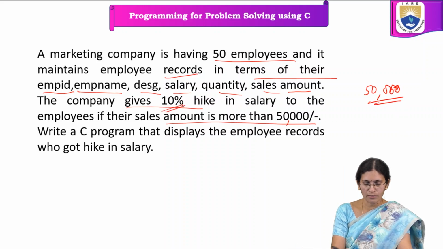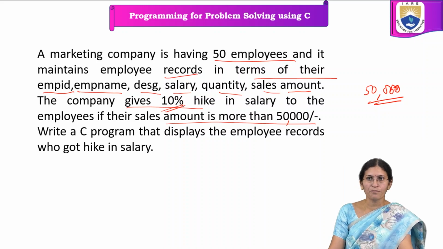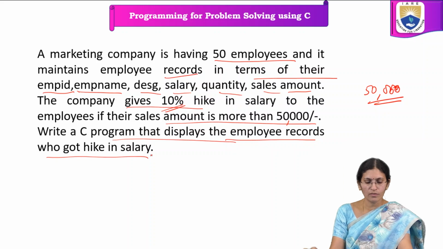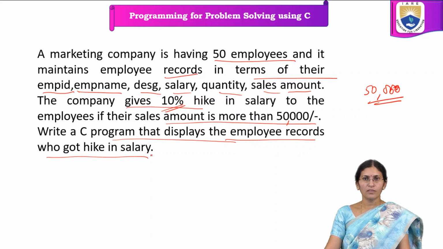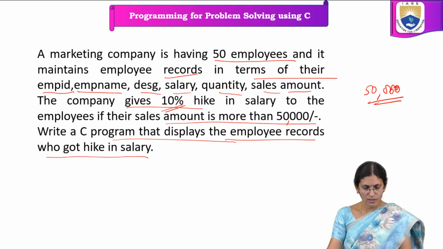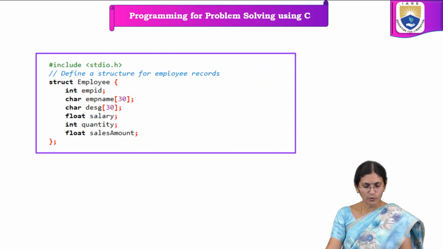So the hike is 10% of the salary which he is getting. So write a C program here which displays the employee records who got a hike in salary. That information we have to print. So we'll write a program for this.